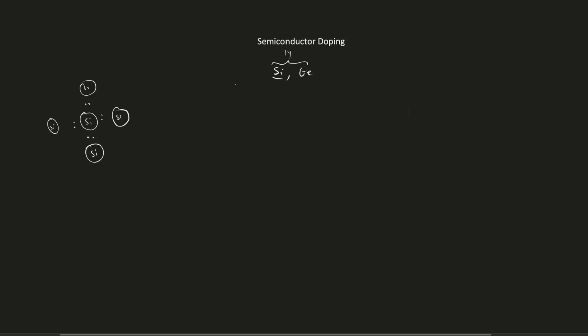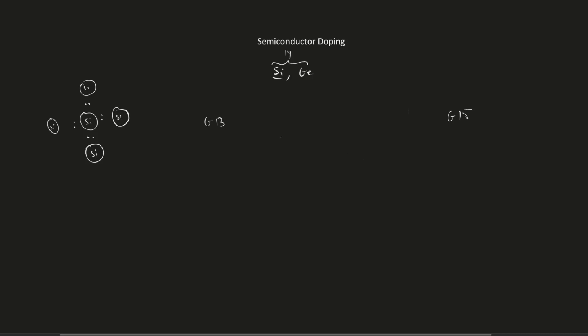Now, there are really 2 groups of elements that we use for doping, at least at this level, what we're discussing, pure elemental semiconductor doping. And those are the group 13 elements and the group 15 elements. And you can find these on the periodic table. They will be the columns just to the left and the right of the column that contains silicon.